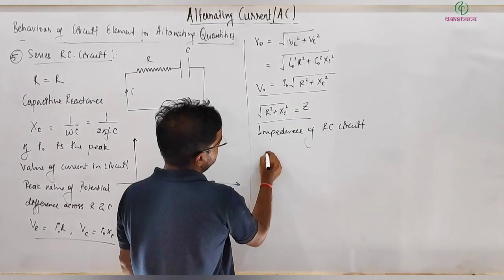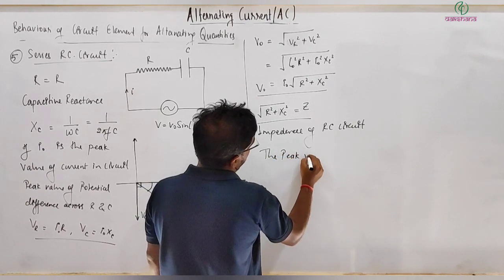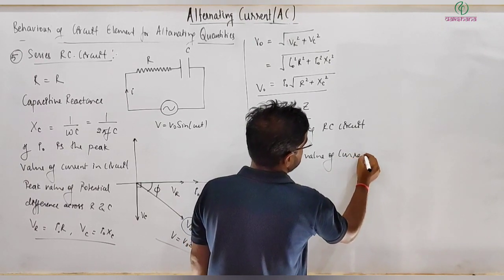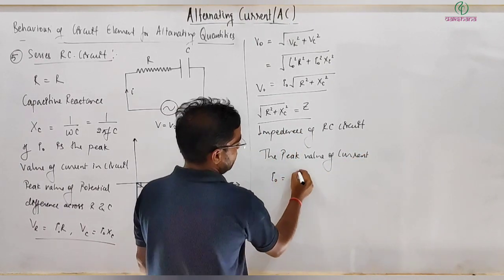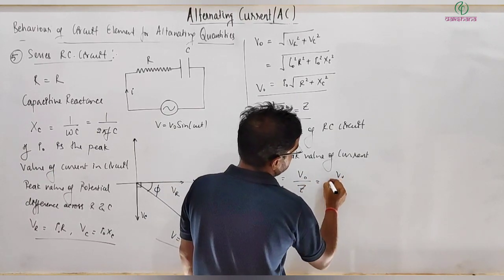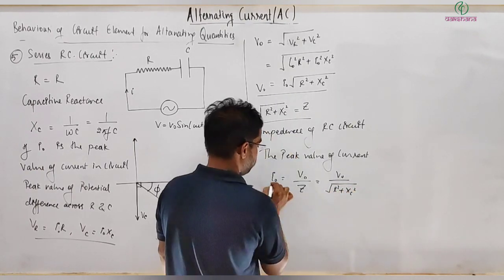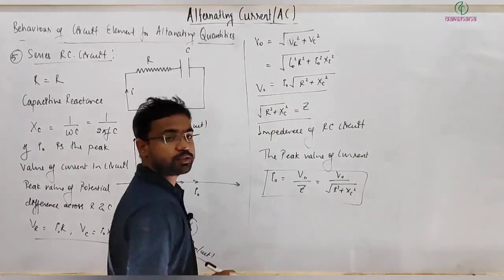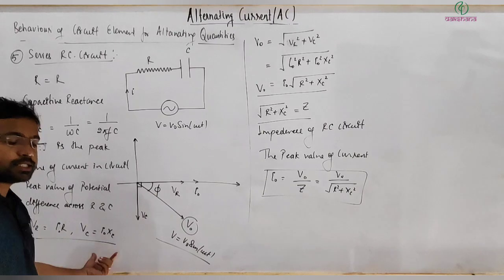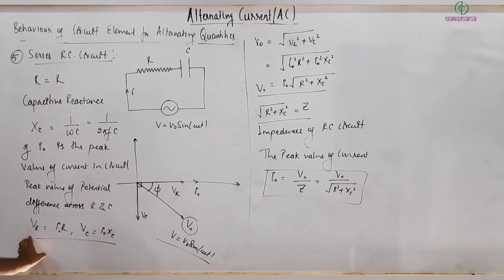So I got the peak value of current. I naught is given by V naught, the peak value, divided by Z, or V naught divided by Z is under root R square plus XC square. This is the peak value of current, we got it, and these are the peak values. So once you have the peak value of current, you can substitute here, you will get VC and VR also.